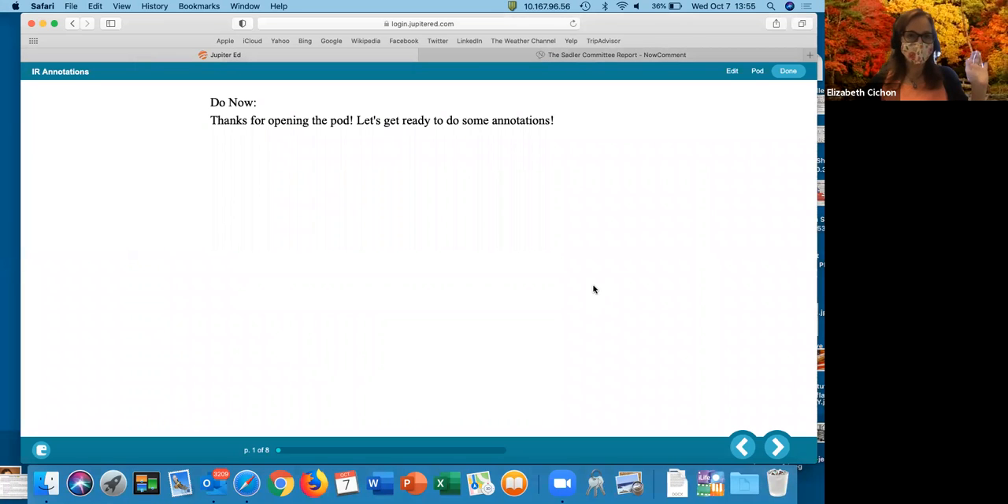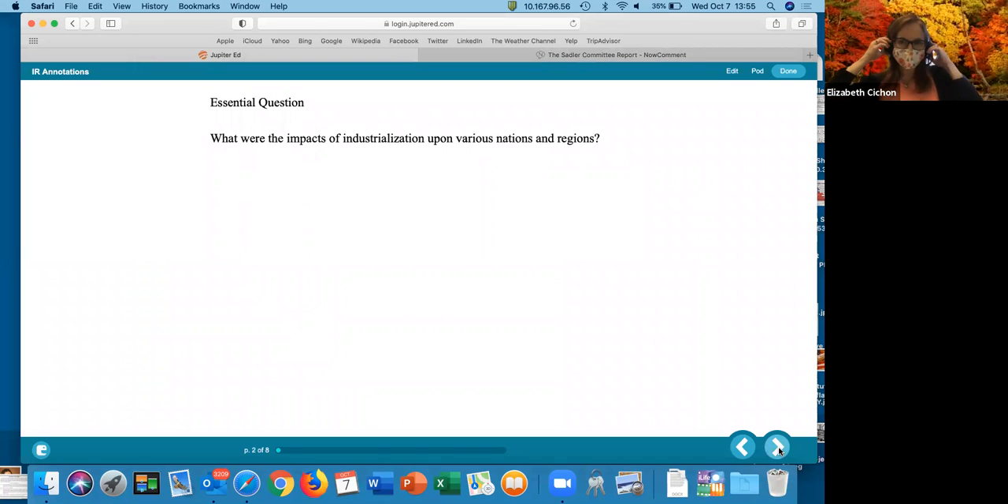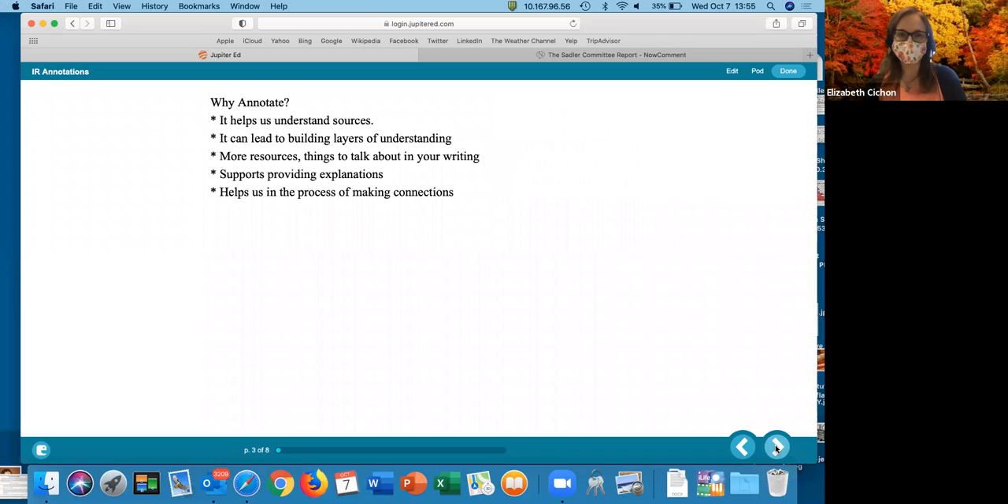So in Jupiter Ed, there is a pod called IR Annotations. That's Industrial Revolution Annotations. Annotating is one of my favorite things in the world. It is so useful to understanding documents. We're going to be taking a look at an industrial era document today. Our essential question for this unit: what were the impacts of industrialization upon various nations and regions? I'm going to show you guys how to use documents and annotation in order to deepen your understanding.